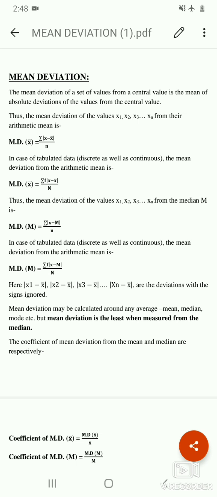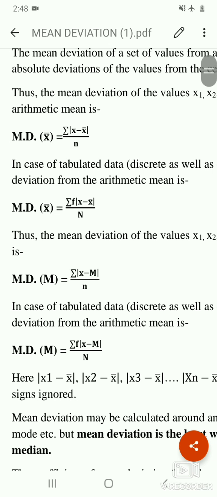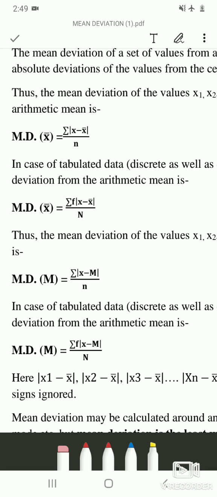So the mean deviation of the values x1, x2, x3 up to so on till xn from their arithmetic mean is, so here we are taking the central value as arithmetic mean. So the mean deviation of x bar is nothing but mean deviation of the arithmetic mean. The formula is summation of absolute value of x minus x bar. So this represents the absolute values.